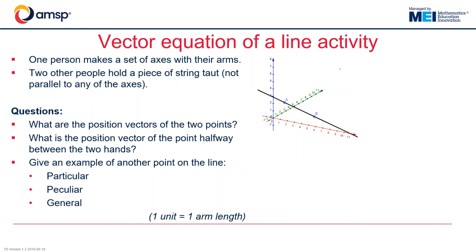I can then ask the question, what are the position vectors of the right hands of the students holding the string? So student A's right hand, in this example here, I'm going to say is at 1, 1, 2. And student B's right hand is at 4, 3, 0.